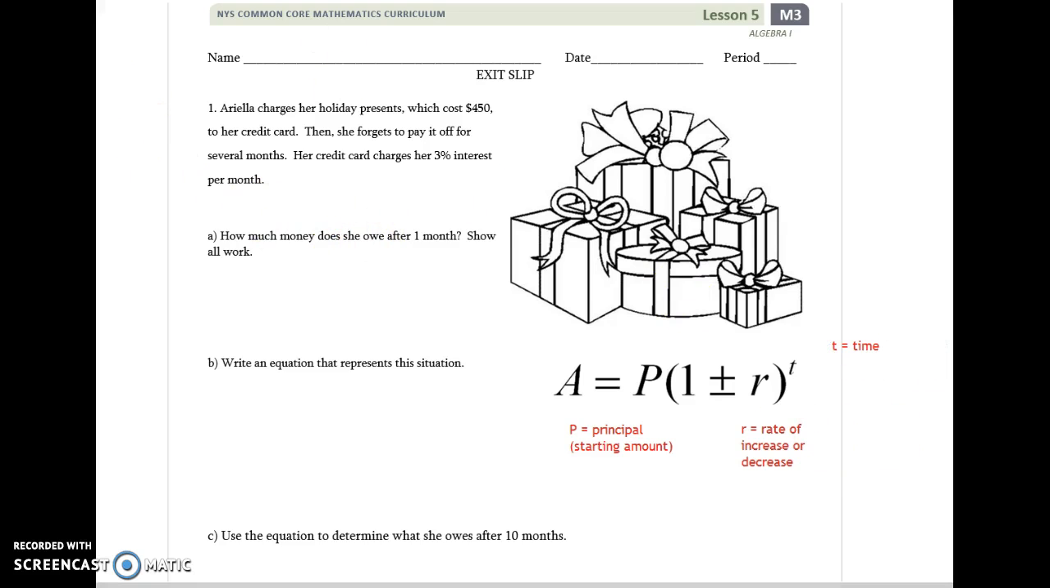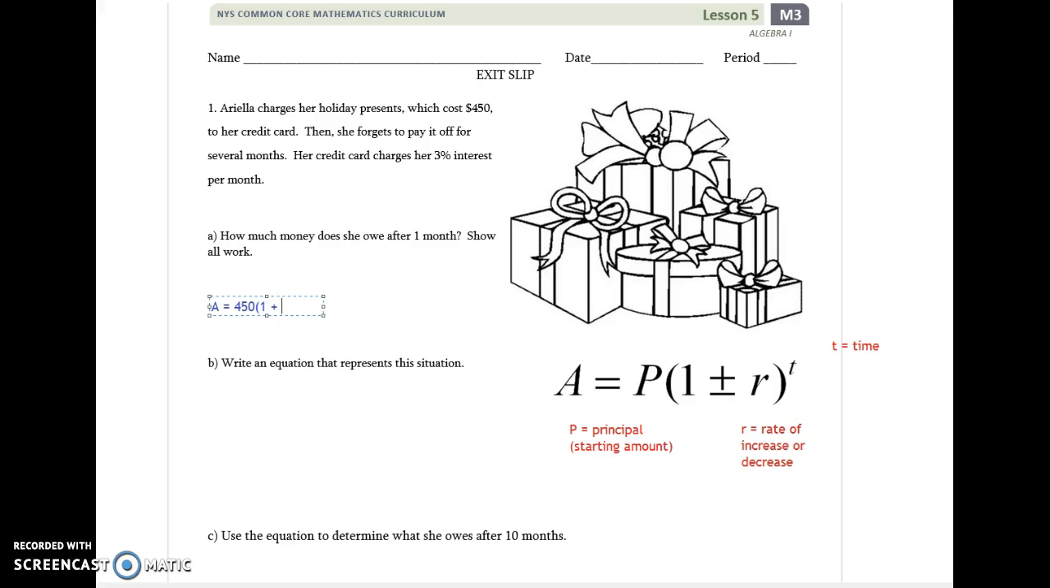So how much money does she owe after 1 month? What we can do is fill in this formula based on this information. We know that A is the thing that we're looking for. P is the principal, which is the starting amount, so we'll put 450 there. The 1 represents we're starting from 100% of our value. And in this case, we're adding value to it. We're adding the amount of money that we have to pay to the credit card company.